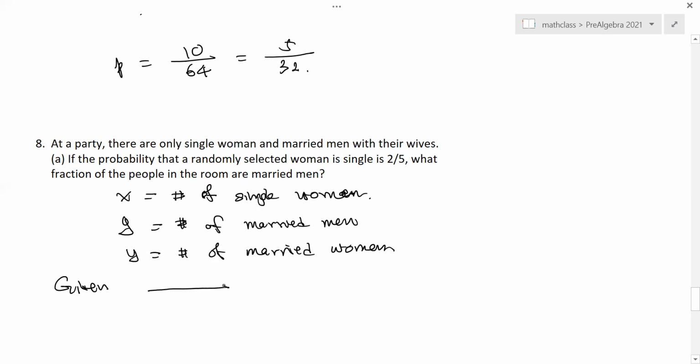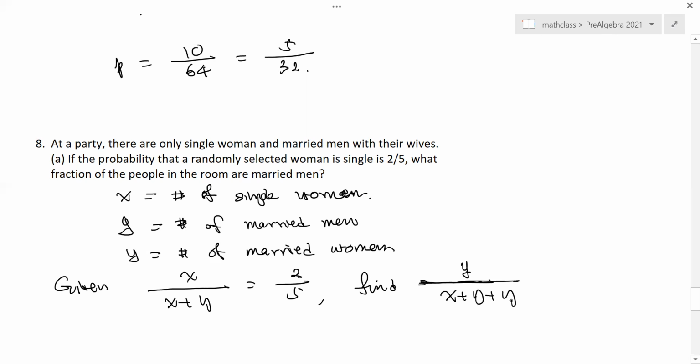You select a woman. How many women are there? The number of all possible outcomes is X plus Y, because there are Y married women and X single women. But the probability that you get a single woman is 2/5. If you can express that statement as a mathematical equation, then you can easily solve the problem. What do you want to find out? The fraction of the people in the room who are married men. Married men is Y, and the total number of people in the room is X plus 2Y, right? Clear?